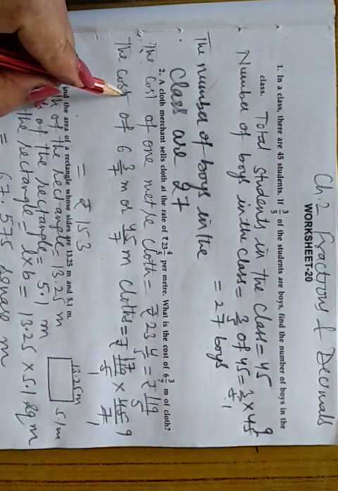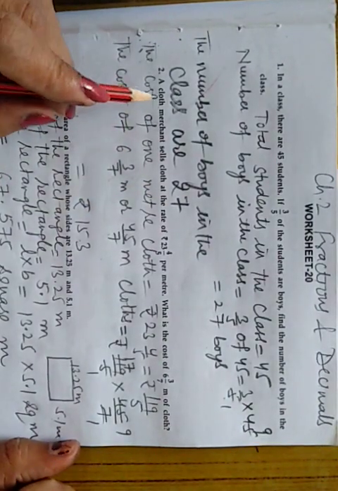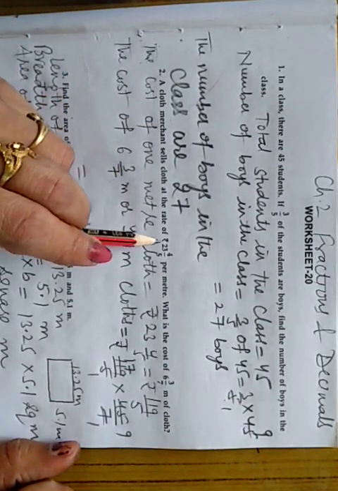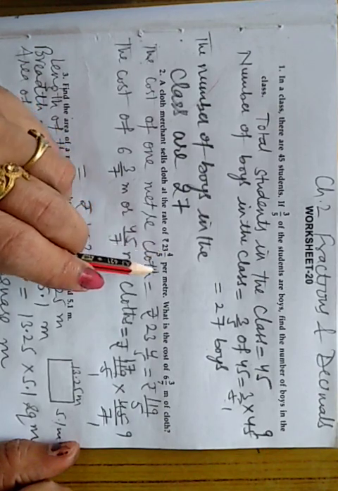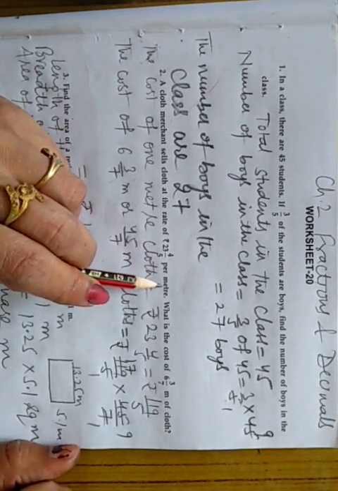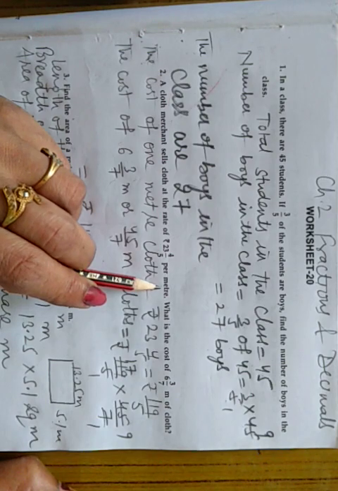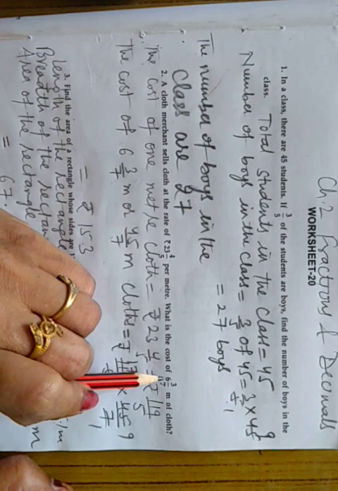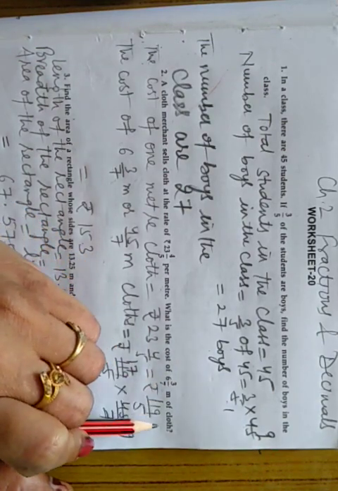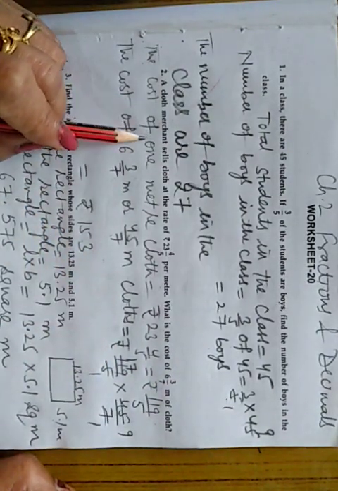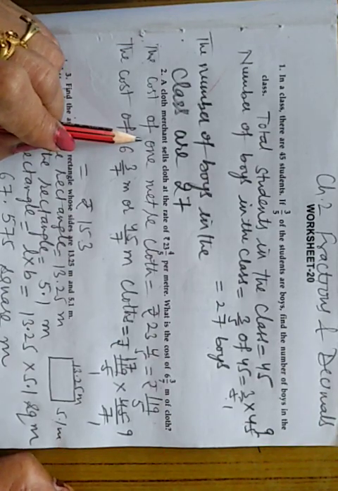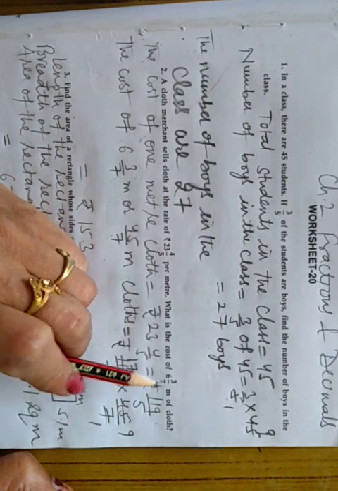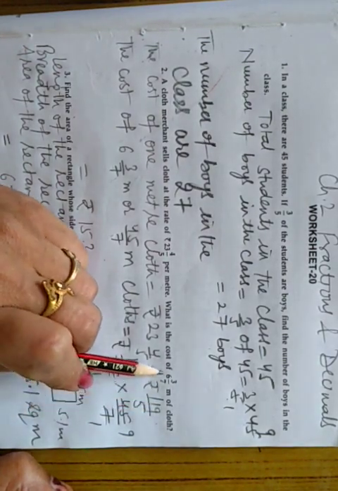Then question number 2 is: a cloth merchant sells cloth at the rate of rupees 23 whole 4 upon 5 per meter. We are given the cost of 1 meter of cloth, and we need to find the cost of 6 whole 3 upon 7 meters of cloth. When we are given the cost of 1 meter and asked to find the cost of more meters of cloth, in that case we multiply.